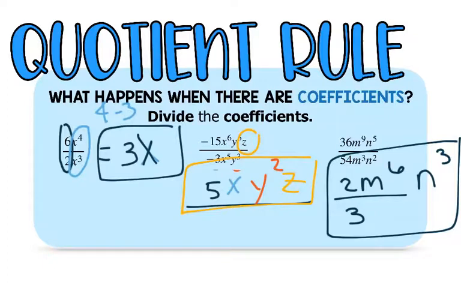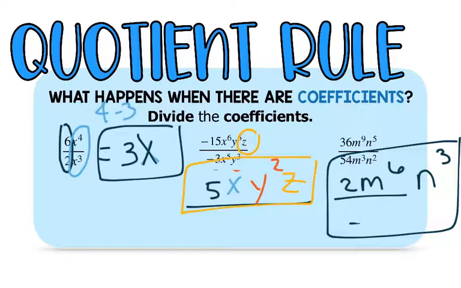Okay, so check your answer with mine. 36 divided by 54 can be reduced to 2/3, and I would like you to do that whenever you can. And just using my exponent rules for the m's, 9 minus 3 gave me 6, and 5 minus 2 gave me n to the third power, that last one right there. So that's my final answer.